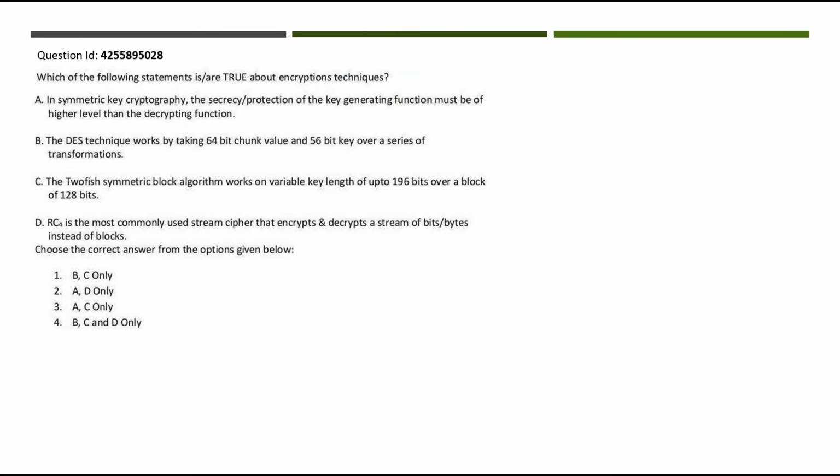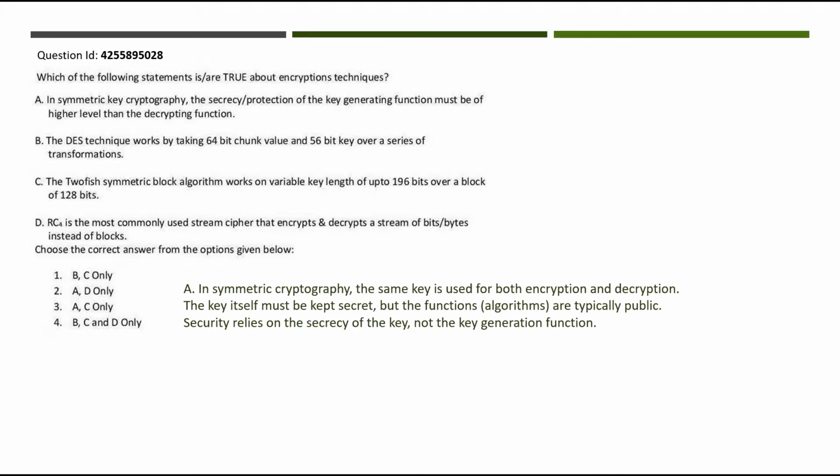Next question. Which of the following statements are true about encryption techniques? They have given symmetric key cryptography, DES technique, Twofish symmetric block algorithm and RC4 stream cipher. So let's see one by one. In symmetric cryptography, the same key is used for both encryption and decryption. The key itself must be kept secret, but the functions are typically public. In the sense, the algorithms are public. Security relies on the secrecy of the key, not the key generation function.